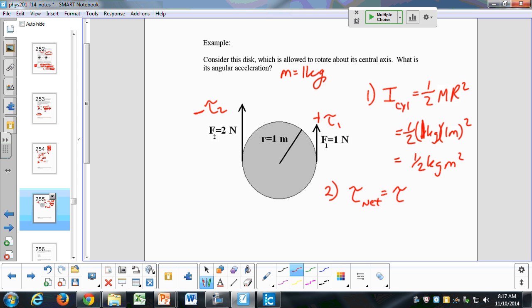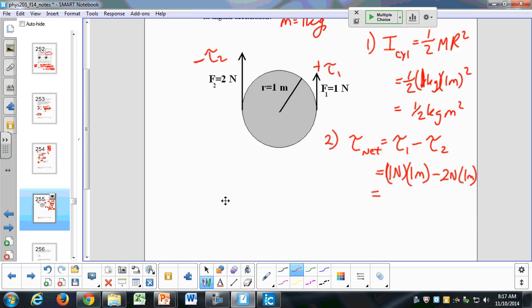So my net torque will be torque 1 minus torque 2, which is going to be 1 Newton times the length of the moment arm, which is 1 meter, minus 2 newtons times 1 meter. So my net torque then is 1 minus 2, or negative 1 Newton meters.